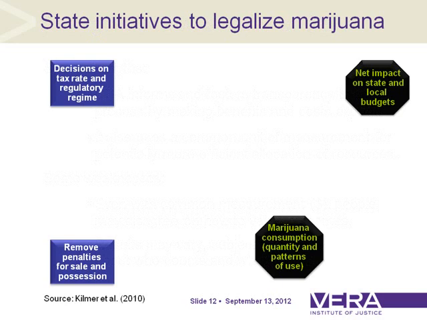And it's a relatively simple decision and a relatively straightforward set of outcomes that we care about. So there's the decision about whether to remove penalties for sale and possession, and then if you do that, also what kinds of tax rates to make and how to regulate it. And then the two main things we care about are what happens to marijuana consumption and the outcomes associated with that, and then also the state and local budget impact.